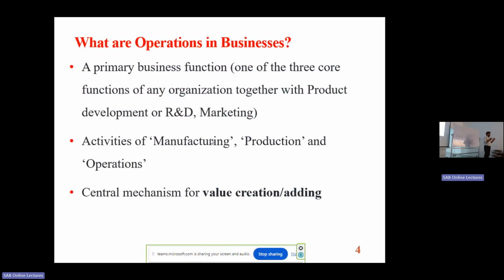Now, through operations, we add value in businesses. What are the other processes, the other activities that we can use to add value in business? Is it only through operations? No. So what are the other sources of value addition? What are the other business activities, business functions that are involved in value addition?